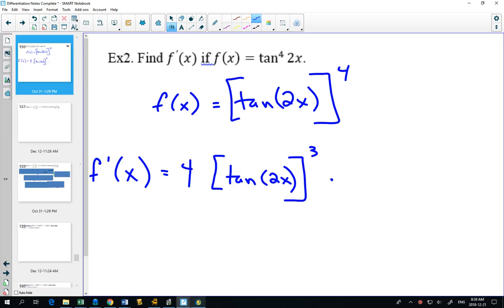Now, when I do the derivative of the inside, which is tan 2x, it's another chain rule. Because again, we have a 2x inside of a tan. Now my outside function is tan. The derivative of tan is secant squared, keep the inside the same, and then multiply by the derivative of the inside of that. So it ends up being like a double chain rule.